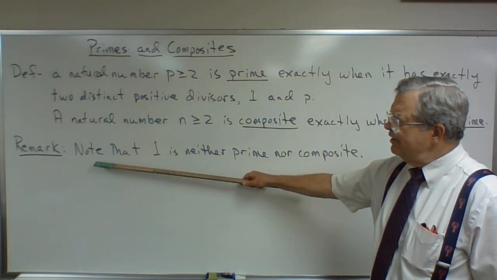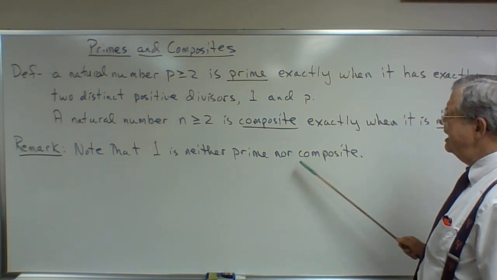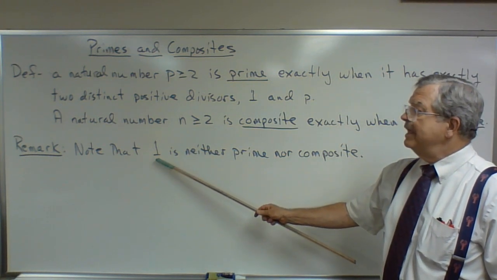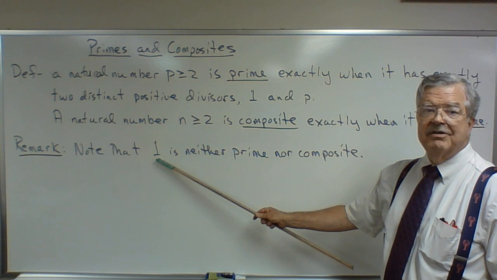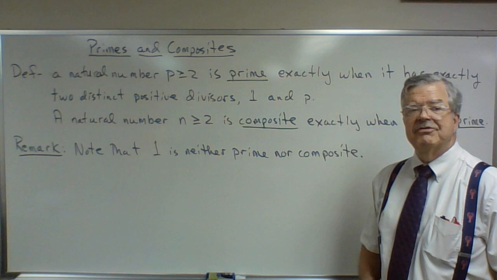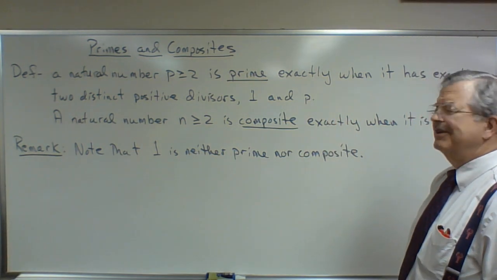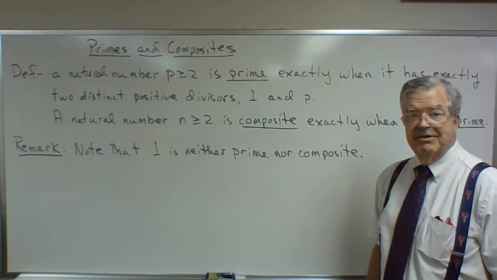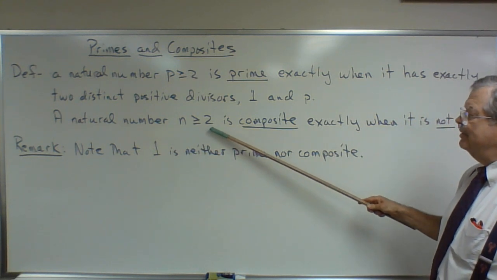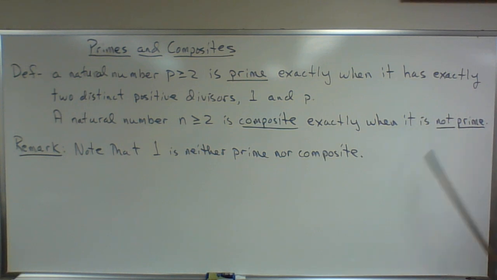With that in mind, we might as well go to the remark that says, note that 1 is neither prime nor composite. Why? It only has one distinct positive divisor, and that's itself. So a prime number has to have exactly two distinct positive divisors. A natural number n greater than or equal to 2 is composite exactly when it is not prime.